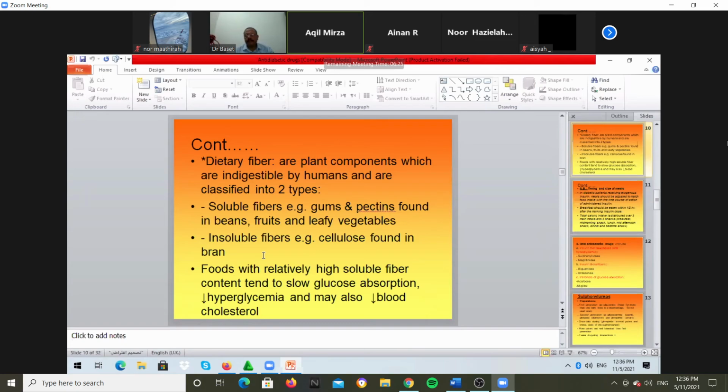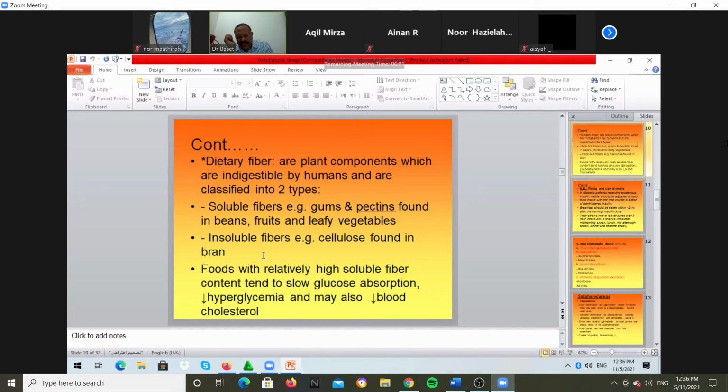Wait, I'm trying to remember. It's related to, I think we have learned it in nutrition. Guys, do you remember the term for it? Glycemic index. Glucose index.